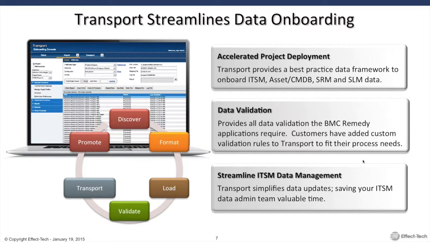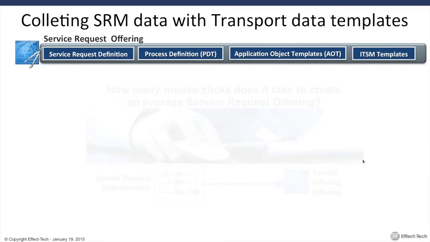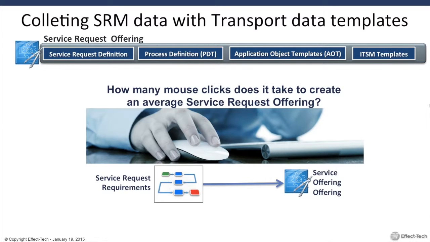Data validation is built into all of the staging forms within Transport. We cover all of the data validation that is required by the BMC Remedy applications. And then customers can add their own custom data validation. So in the case of SRM, it'll validate: does this SRD have the proper navigational categories? Do they exist? And if there is an issue, it'll tell you so that you can resolve it. Bottom line, Transport streamlines ITSM data management. Whether you're loading a service request offering for the first time or you're loading an update, it's very valuable to the data admin team. So let's consider SRM.